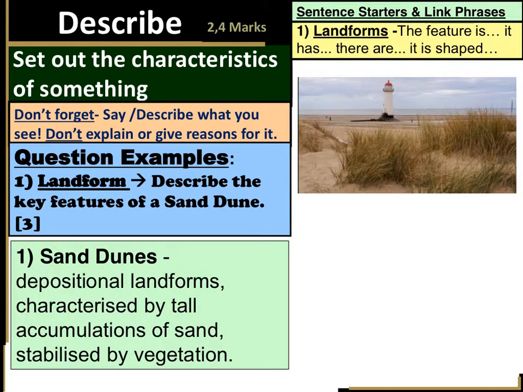A possible answer for this, we can see below, is sand dunes. It's a depositional landform which is characterised by tall accumulations of sand which is stabilised by vegetation. There's 3 points in here. So it's a depositional landform where material is dropped or deposited, tall accumulations of sand, so build-up of sand, and it's stabilised by vegetation. So the vegetation, the marram grass, the roots hold the sand together. If you can't remember what a sand dune looks like, I've just popped an image on the right hand side there for you.